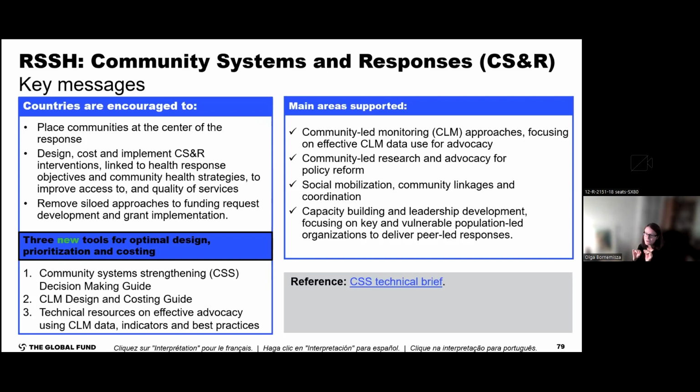There are 3 new tools that I've highlighted at the bottom that have been developed to help you. And these are referenced in the CSS technical brief, as well as upcoming up on the Global Fund website. So I highly encourage, if you're working on this space, to have a look at these. Next slide.